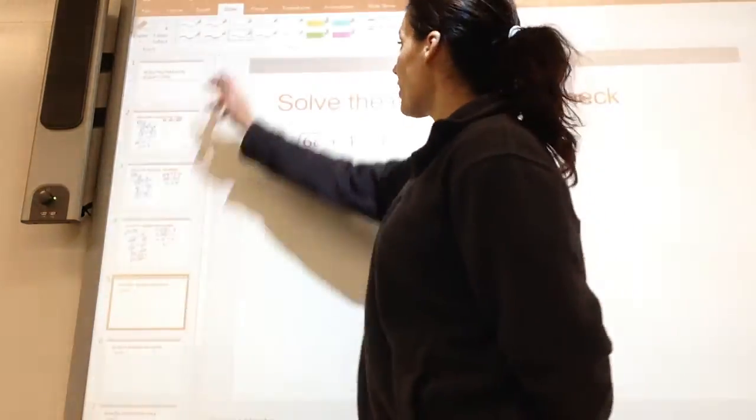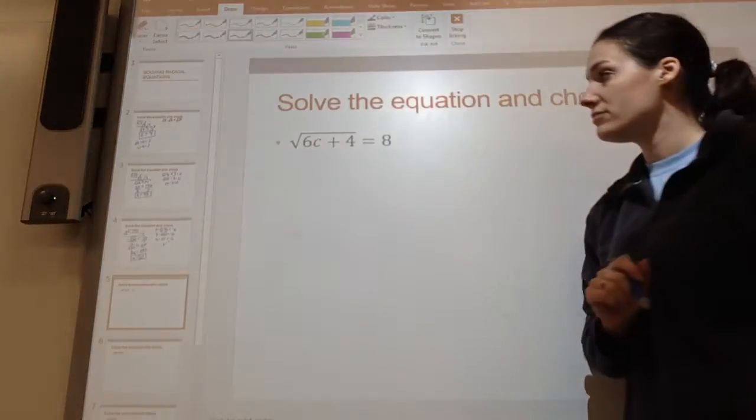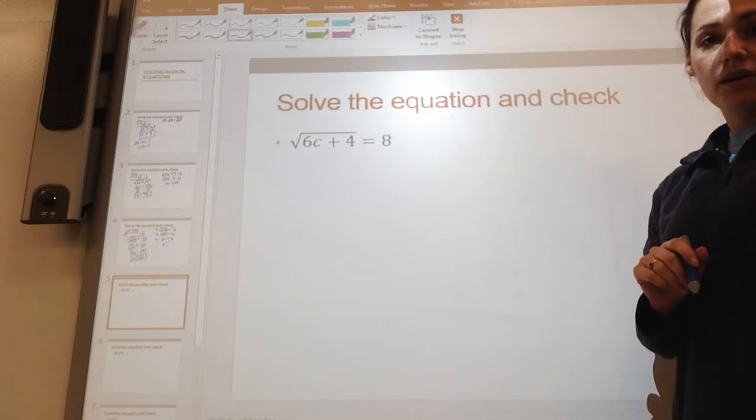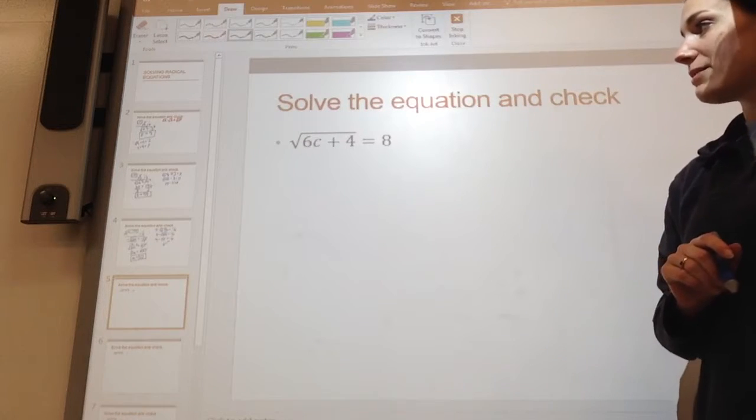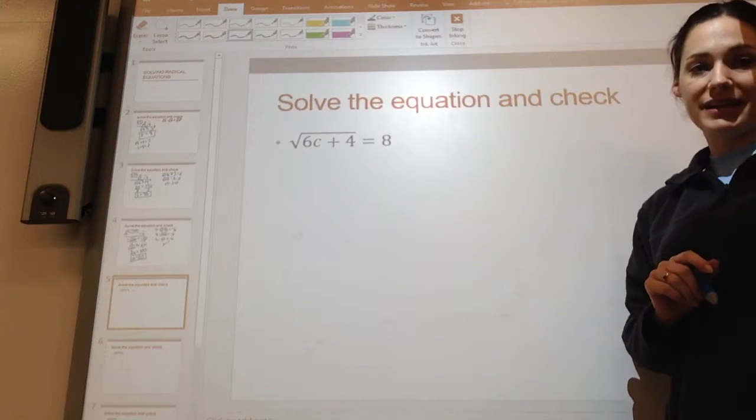All right, moving right along. I'll give you a second to write that down. We've got the square root of 6c plus 4, and that equals 8.